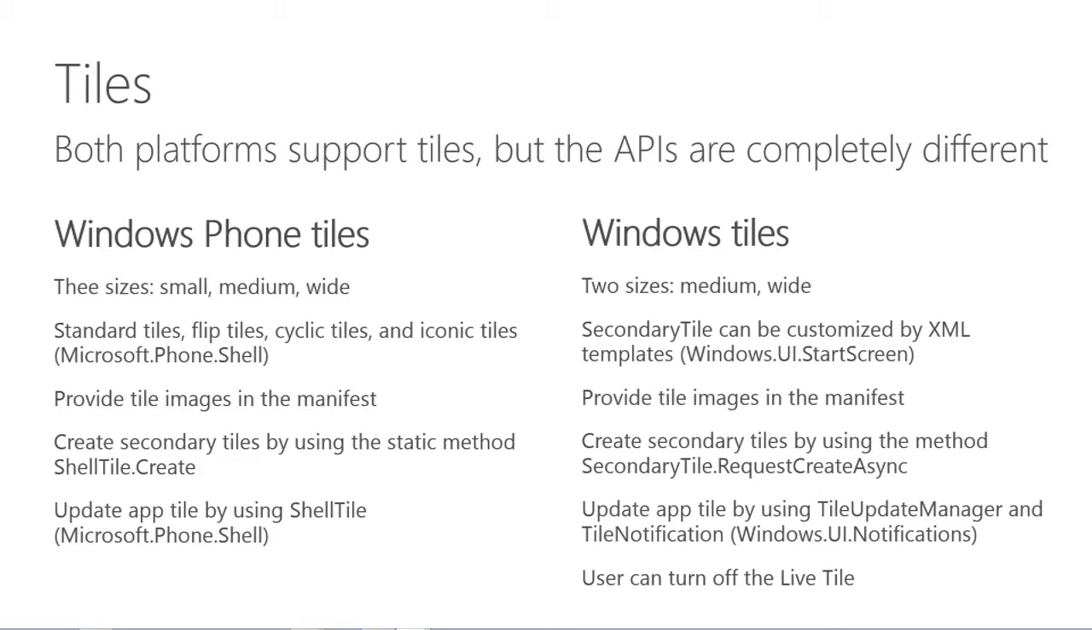You can create secondary live tiles using a static method, the ShellTile.Create in Windows Phone. On Windows, you use SecondaryTile.RequestCreateAsync. Again, totally different API there. And then updating the app tile on Windows Phone is done using the ShellTile in the Microsoft.Phone.Shell API. And in Windows, you use the TileUpdateManager and TileNotification in the Windows.UI.Notifications namespace. So again, totally different.